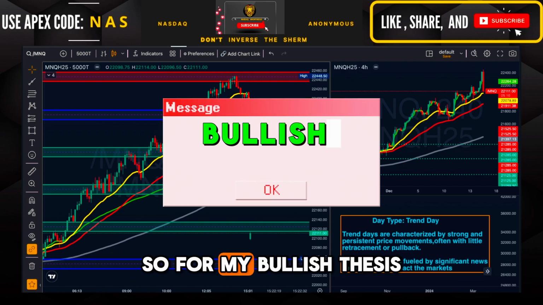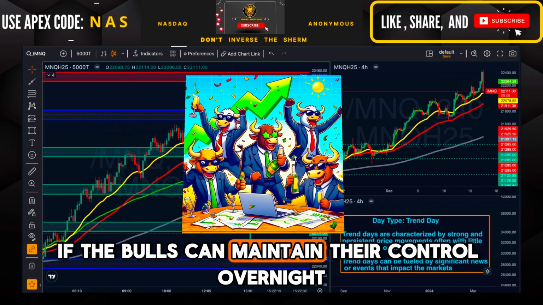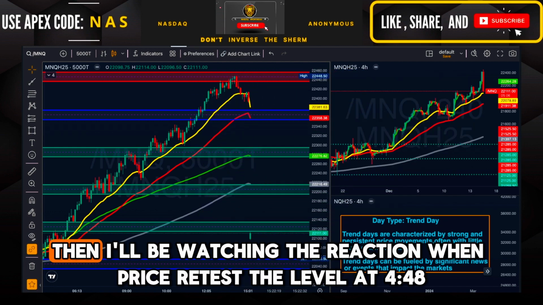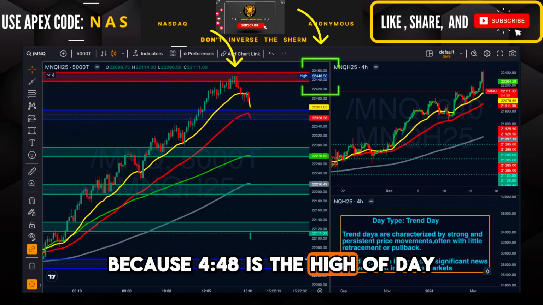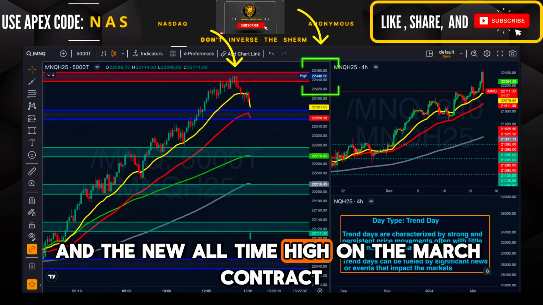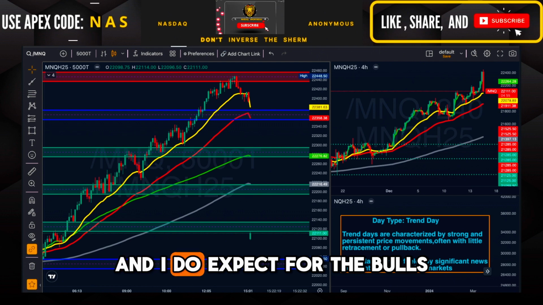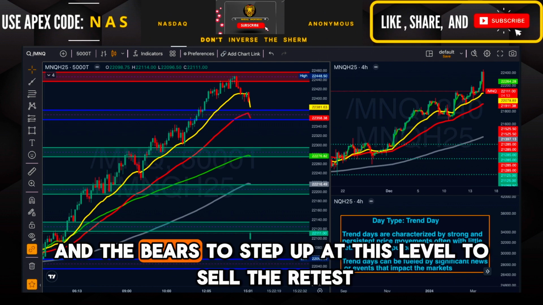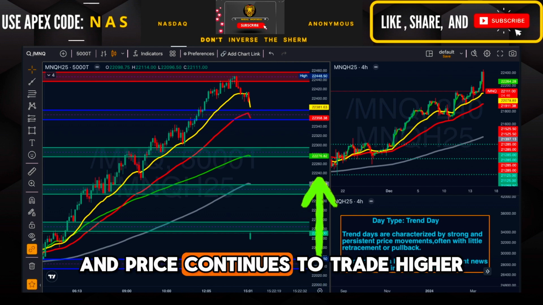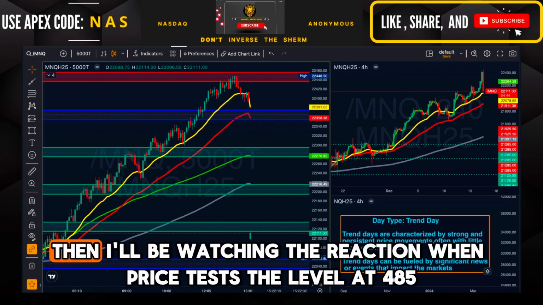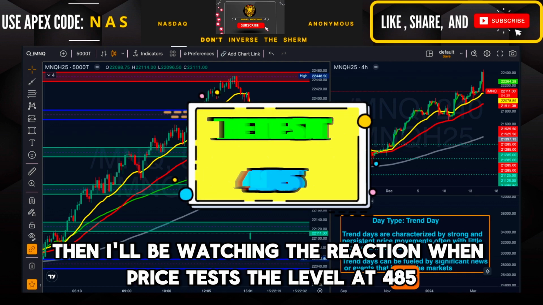So, for my bullish thesis, if the bulls can maintain their control overnight, then I'll be watching the reaction when price retests the level at 448. Because 448 is the high of day and the new all-time high on the March contract, and I do expect the bulls and the bears to step up at this level to sell the retest. But if the bears fail to regain control and price continues to trade higher, then I'll be watching the reaction when price tests the level at 485.